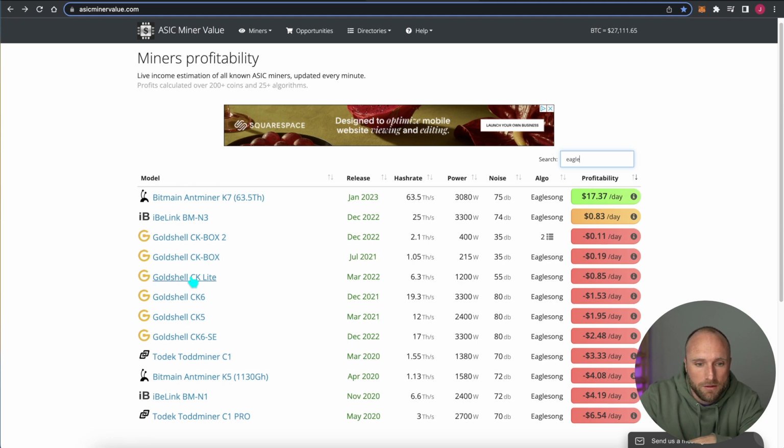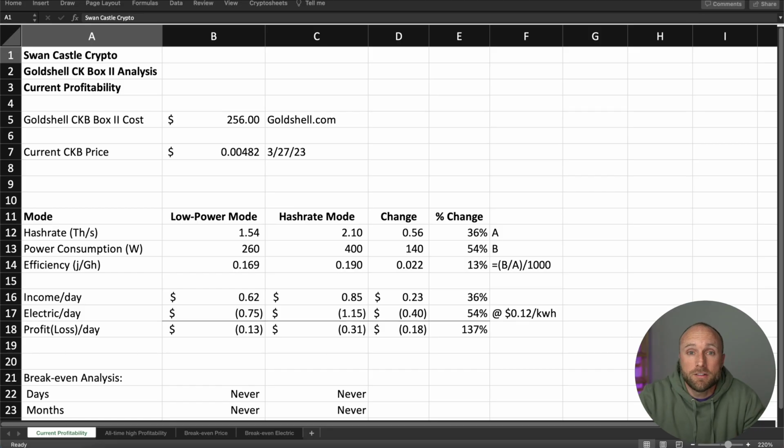If we go down the list here, these older Goldshell devices and these other legacy CKB devices that really came out at the beginning of this network are currently very unprofitable when you compare them to some of these newer devices. Next, let's go over some different profitability analyses that I put together. We'll start off with the current profitability analysis.